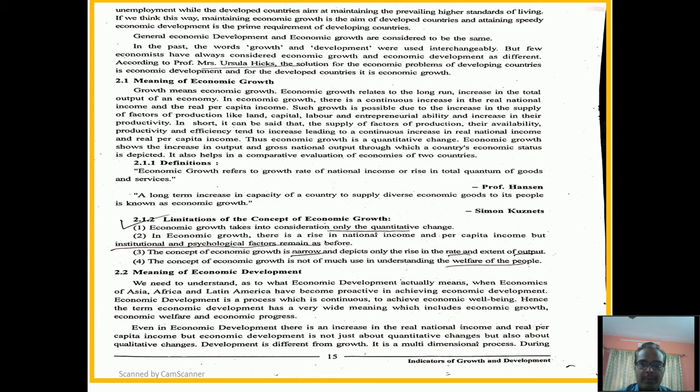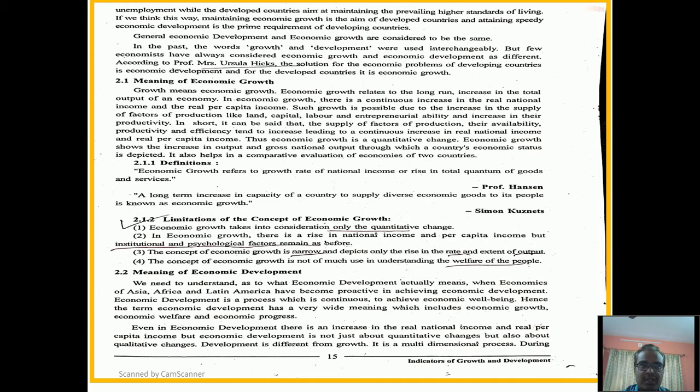Now, the meaning of economic development. We need to understand what economic development actually means. When economies of Asia, Africa, Latin America have become proactive in achieving economic development, economic development is a process which continues to achieve economic well-being. Hence the term economic development has a very wide meaning which includes economic growth. Very important: economic growth is included in economic development, along with economic welfare and economic progress. There are two concepts there.